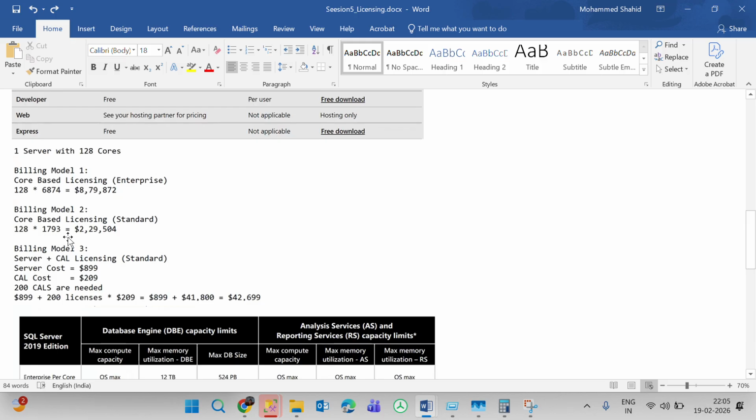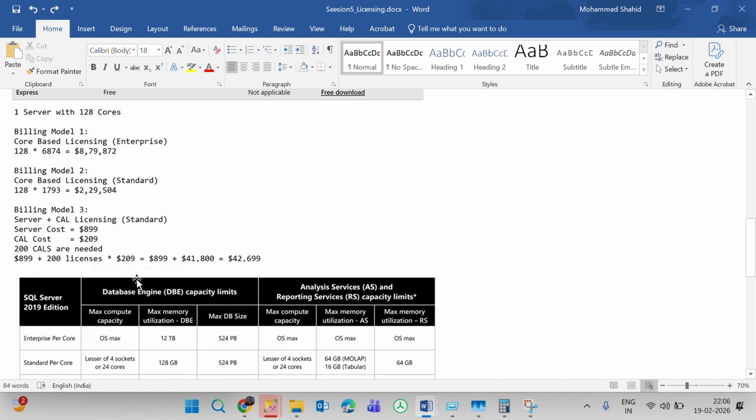128 cores into $1,793 means $2,29,500 it will come. So this much it costs, and the difference between enterprise and standard is around 6 lakh 500. Enterprise will cost more because of its features. Standard has basic features.